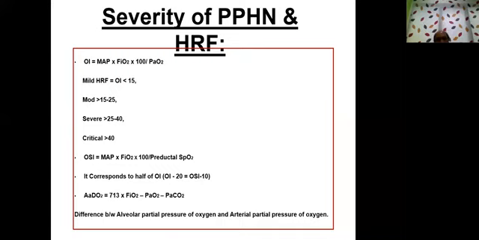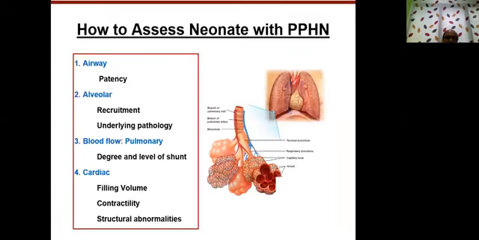Another parameter we can measure is the alveolar oxygenation gradient. Again, it is a formula which we can calculate. Normally it is around 10 to 15. As the alveolar-arterial oxygen gradient increases, it means there is not enough effective alveolar ventilation happening. That tells us there is severe pulmonary hypertension or some pulmonary pathology involved.